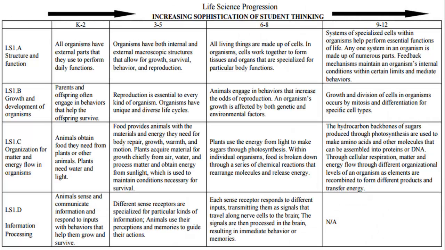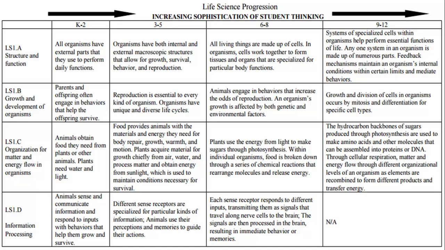It also builds upon standards from kindergarten through 2nd grade in the disciplinary core ideas. If we refer to Appendix E in the Next Generation Science Standards and look specifically down here at LS1.D, we can see the progression of the disciplinary core idea of information processing from kindergarten through to 4th grade, where we are with this particular standard. In kindergarten through 2nd grade, students explored how animals sense and communicate information and respond to inputs with behaviors that help them grow and survive.